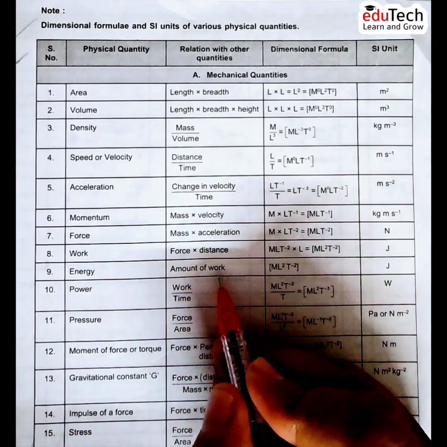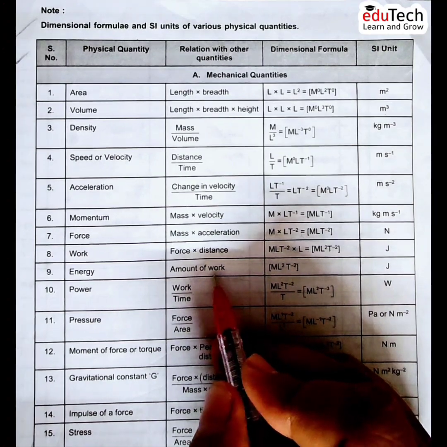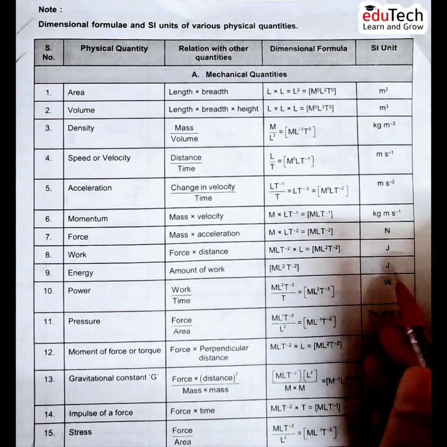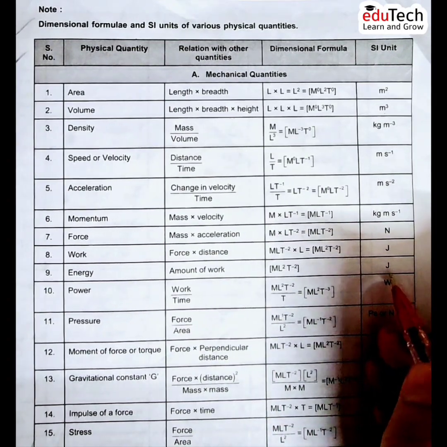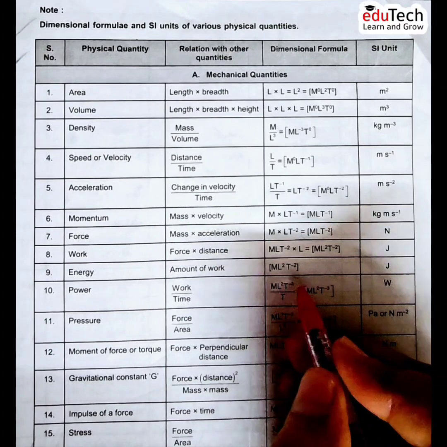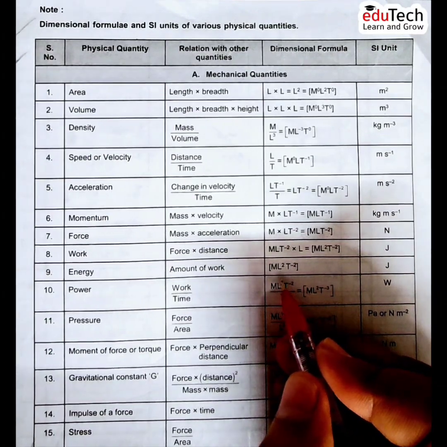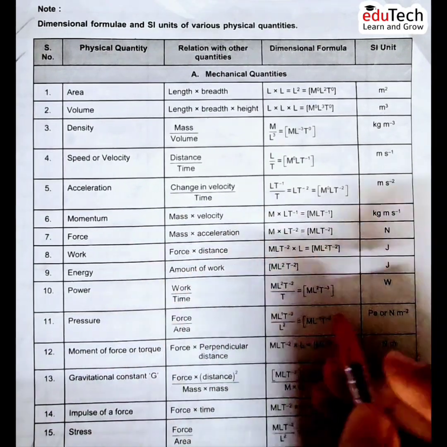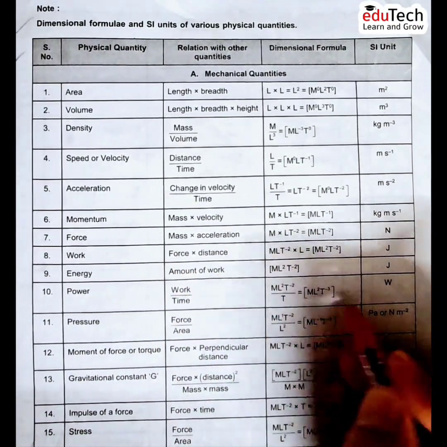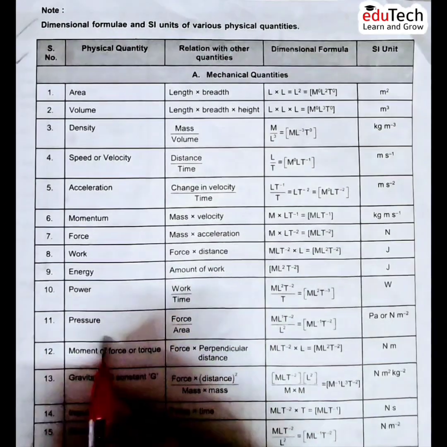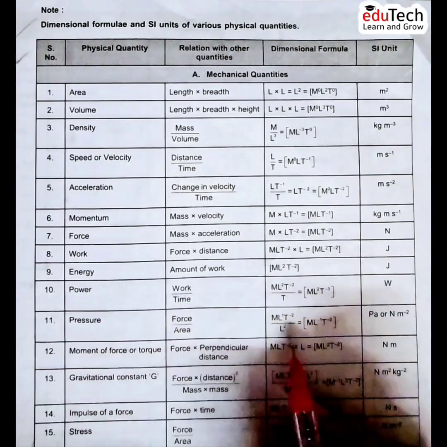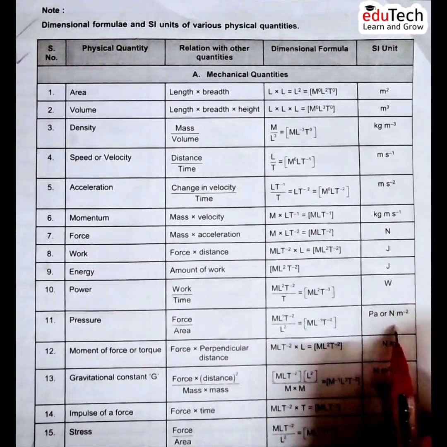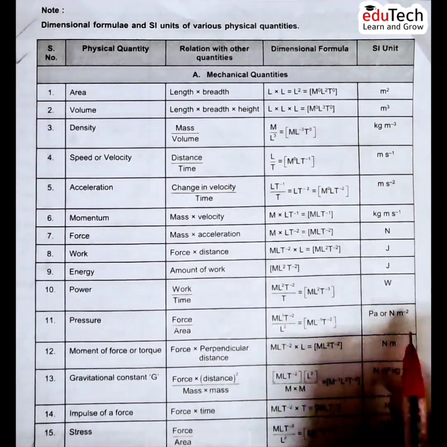Ninth is energy, the amount of work we do, and dimensional formula M L square T power minus 2 and SI unit joule. 10th is power, work upon time, dimensional formula M L power 2 T power minus 3 and SI unit is watt. 11th is pressure. Formula is force upon area and dimensional formula M L power minus 1 T power minus 2 and SI unit is Pascal or Newton per meter square.